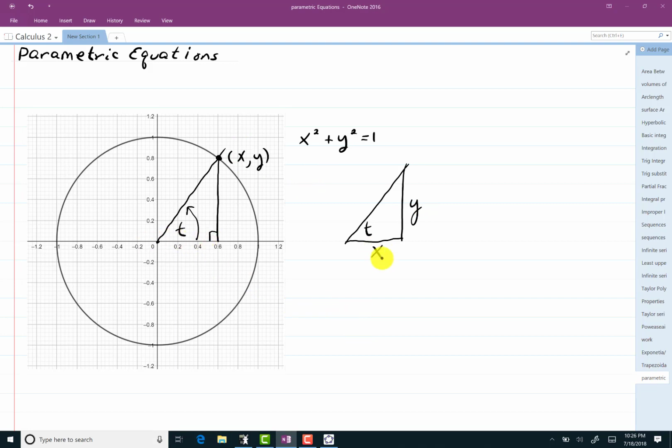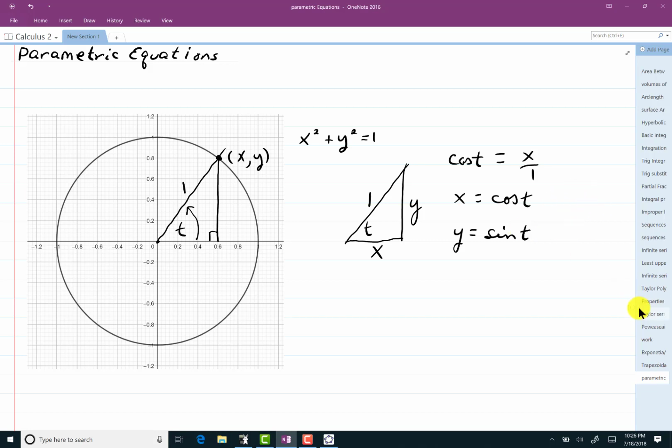So we know that cosine of t equals adjacent over hypotenuse. And I should mention, the radius is 1, because the circle has radius 1. So cosine of t equals adjacent over hypotenuse, and so we just get x equals cosine of t. Similarly, do the same thing for y, and we get y equals sine of t.